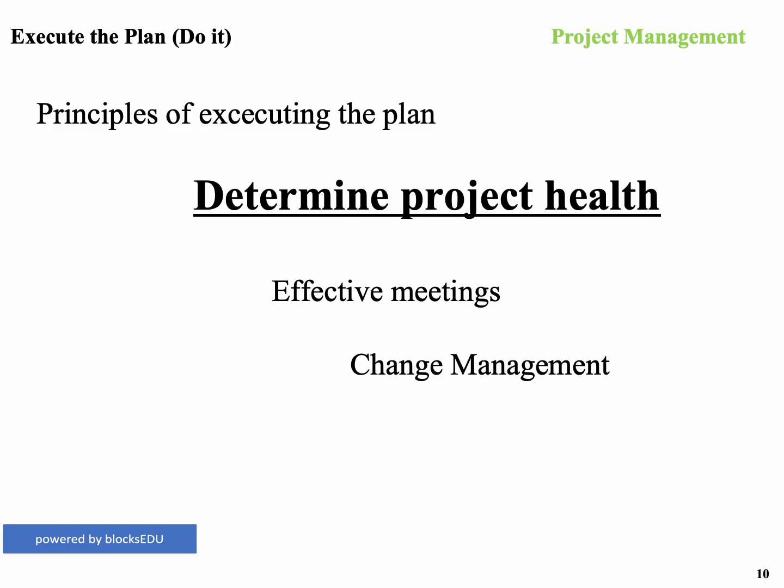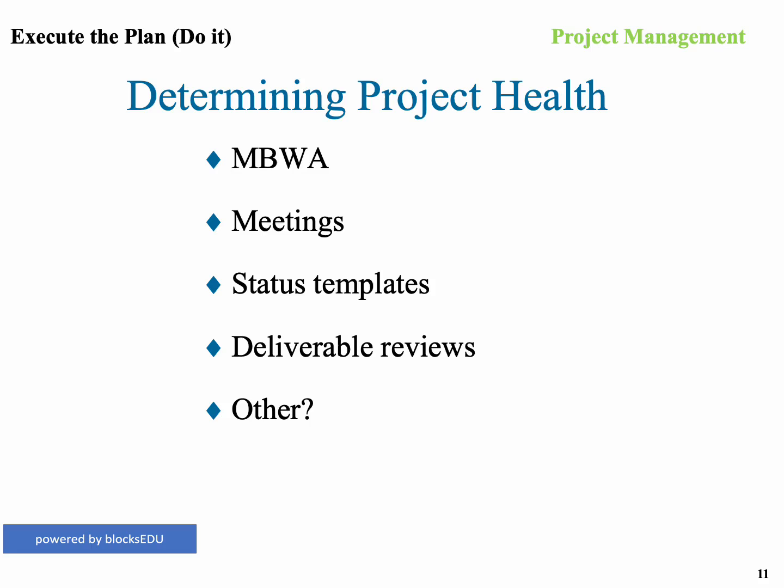As the things are getting done in this phase of the project, the do it phase of the project, we need to determine what the project health is. What we're going to talk about in the next couple of slides is how you go about getting that information so you can inform people of what the health of your project is. So to determine the health of a project, it can be done by gathering information from a multitude of different areas.